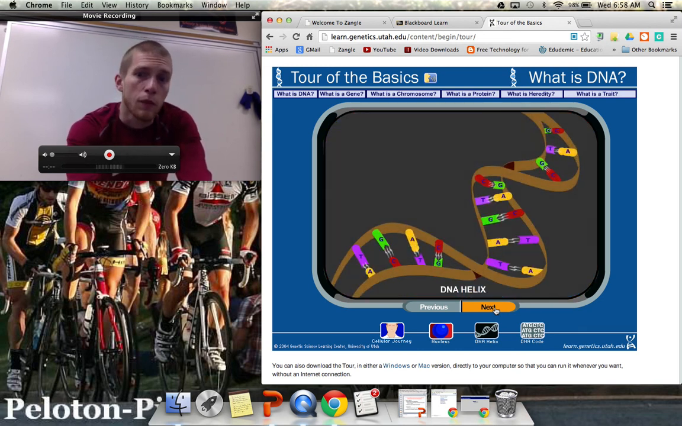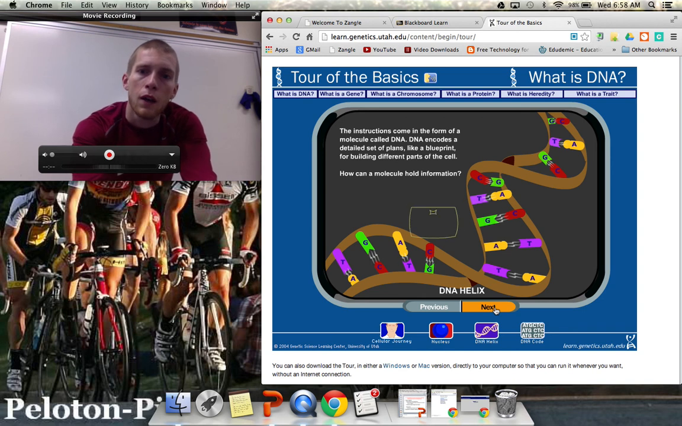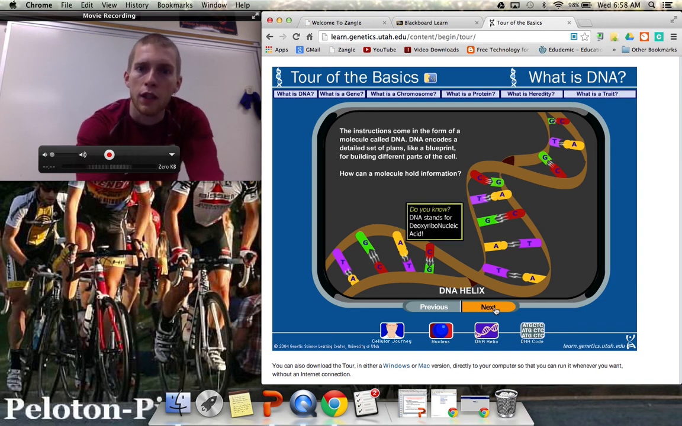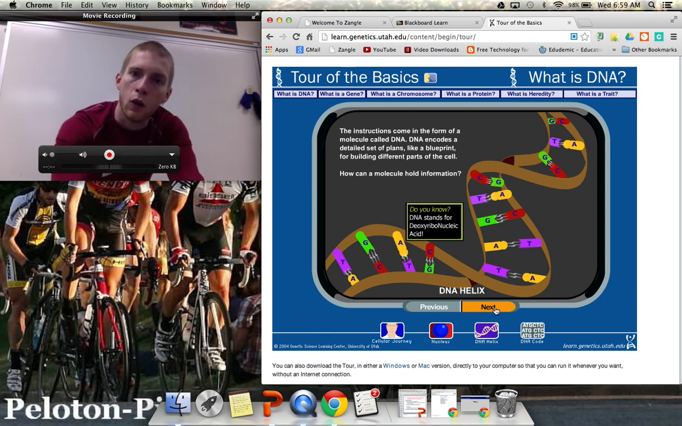Every single human, you and me, we have 46 chromosomes in our nucleus. 23 come from mom and 23 come from dad. And chromosomes are just tightly wound and well-packaged DNA. It says the instructions come from in the form of a molecule called DNA. DNA encodes the plans, like a blueprint, for building the different parts of a cell.